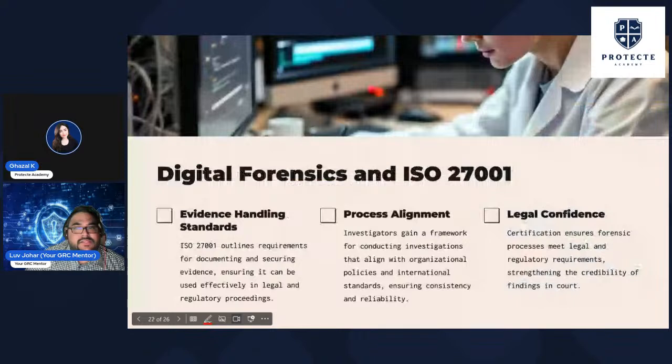Next is digital forensics. Digital forensics would have a better understanding of evidence handling, because ISO 27001 outlines the requirement of how to secure the evidence. So you'll have better procedure and process alignment as well. You'll be able to understand all the different processes and policies around digital forensics, and definitely legal confidence, because you'll be able to understand the compliance and regulatory requirements out there.